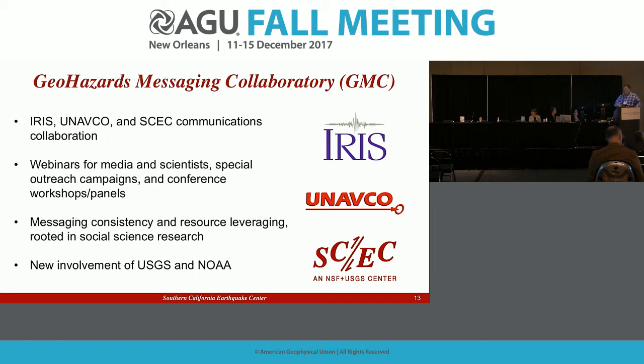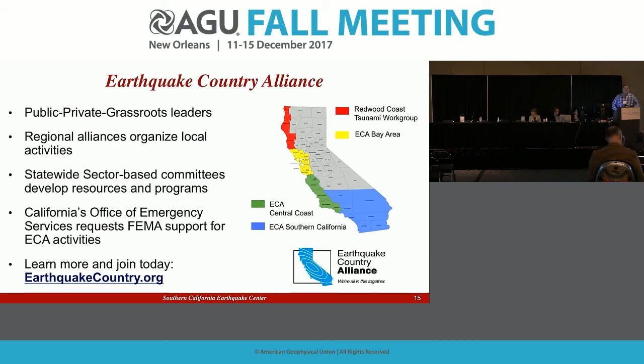We're having webinars for media and scientists, and we've been doing communication workshops at our various annual meetings, and it's really starting to ramp up. Another area is what we call the Earthquake Country Alliance. This is a California-based public-private grassroots partnership that has many of these aspects of the collective impact framework that we've developed since 2003, and is really the organization that coordinates earthquake preparedness activities in California with a lot of partners.